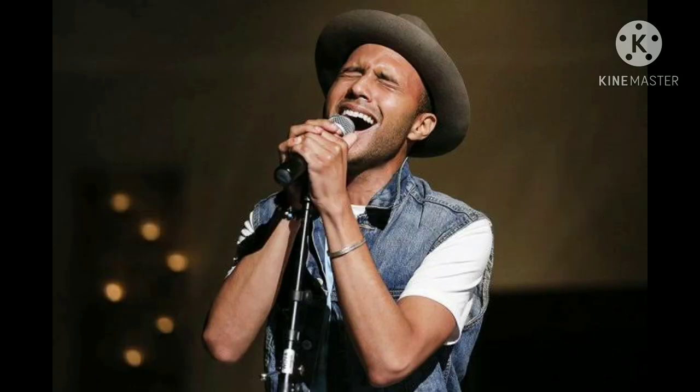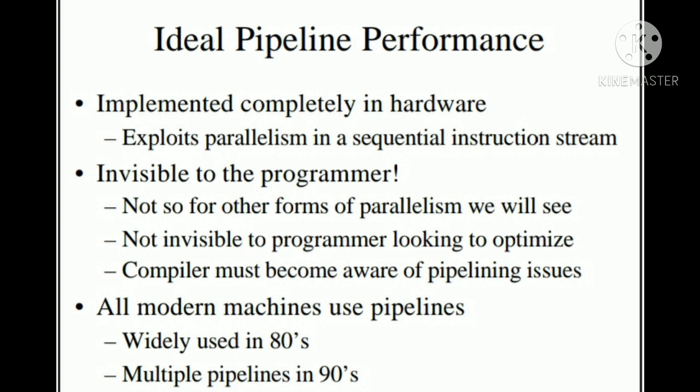Ideal operation. An ideal pipeline is implemented completely in hardware, and exploits parallelism in a sequential instruction stream. It is invisible to the programmer, though not so for other forms of parallelism, as we will see. It is not invisible to a programmer looking to optimize. The compiler must become aware of pipelining issues. All modern machines use pipelines, widely used in the 80s, with multiple pipelines in the 90s.